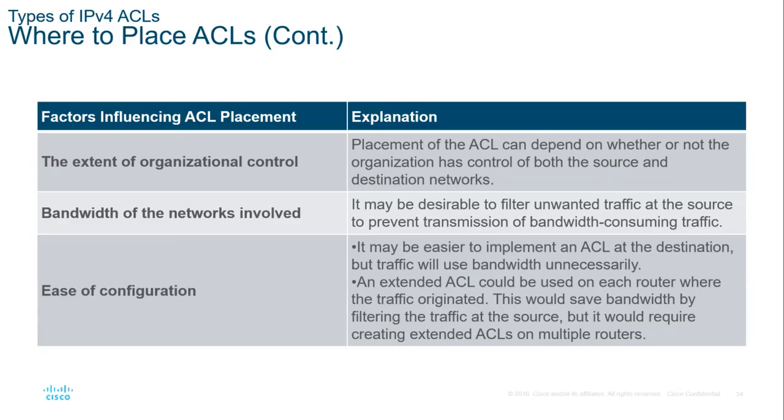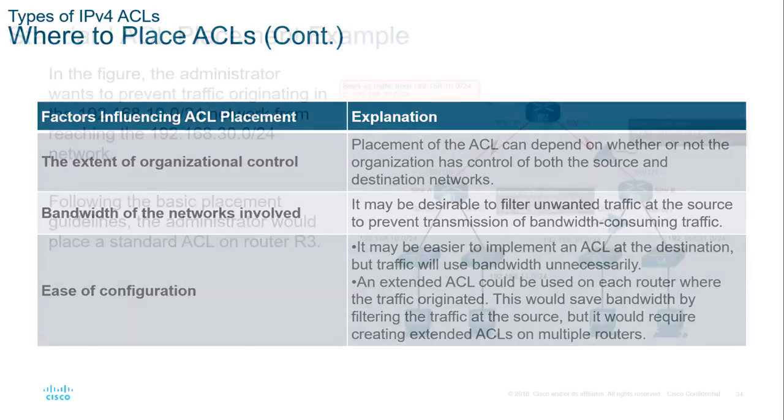Then ease of configuration. It may be easier to implement access control list at the destination, but traffic will use bandwidth unnecessarily. An extended access control list could be used on each router where the traffic originated, close to the source. Then the other one, close to the destination, that is standard.